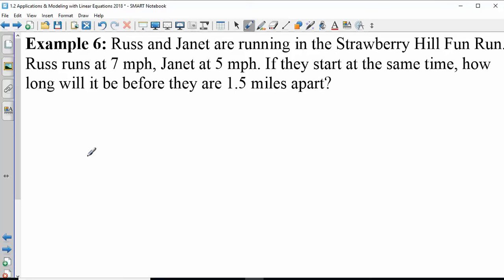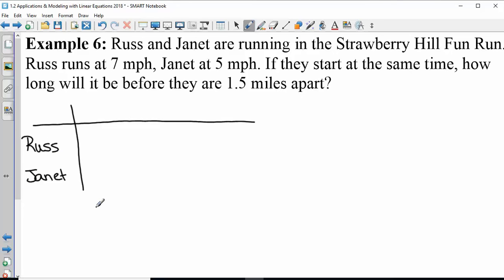a table. Looking at this one, Russ and Janet are running in the Strawberry Hill Fun Run. Russ runs at 7 miles per hour, Janet at 5 miles per hour. If they start at the same time, how long will it be before they are 1.5 miles apart? Alright, so my information here. I'm not mixing things together, but I do have two people we can organize, Russ and Janet.